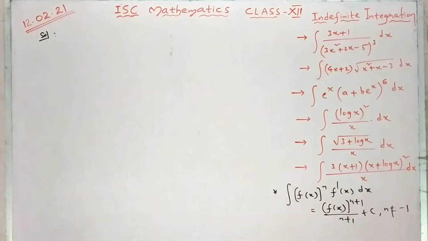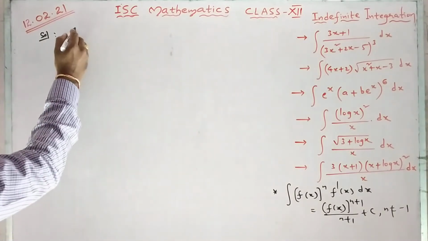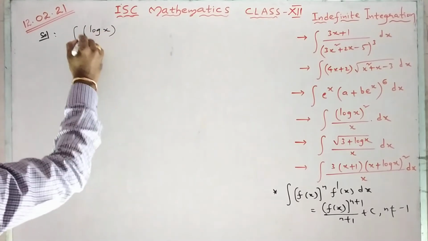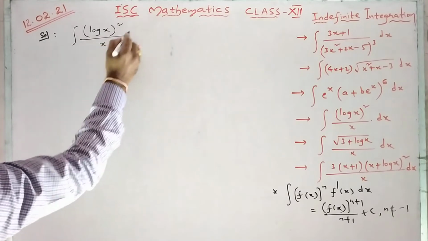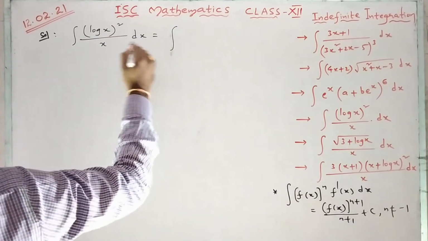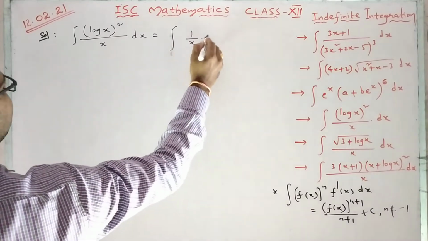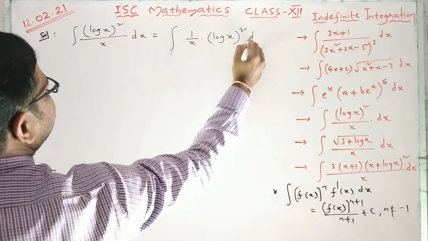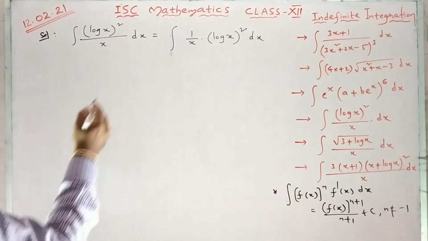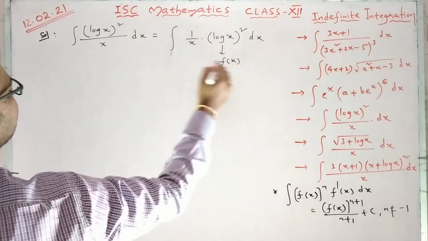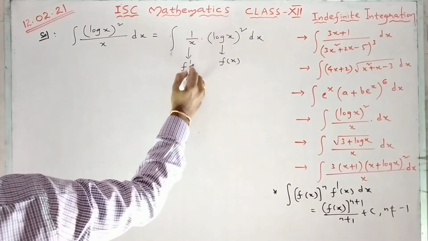Okay, so if you look at the fourth question, integral, easy one, (log x) whole square upon x dx. So I am writing like this, 1 by x I am writing down beside (log x) whole square dx. Clearly it is understood. This I will take as f of x, derivative of f of x is f dash x.